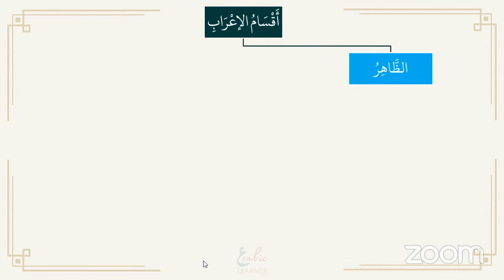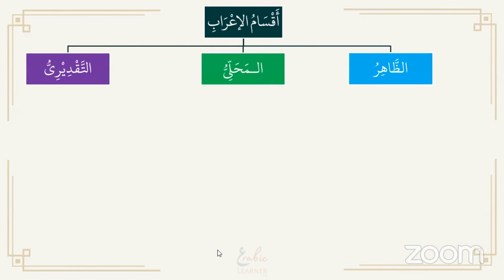Before I move on to the next topic today, I would like to recap what we did last week. We were discussing Aqsamul Ae'rab, and I mentioned that there are 3 Aqsam of Ae'rab: al-Zahiru, al-Mahalliyu, and al-Taqdeeriyyu. All the topic of Ae'rab is within this context. It all comes under these categories. Now, al-Zahiru you are quite familiar with.